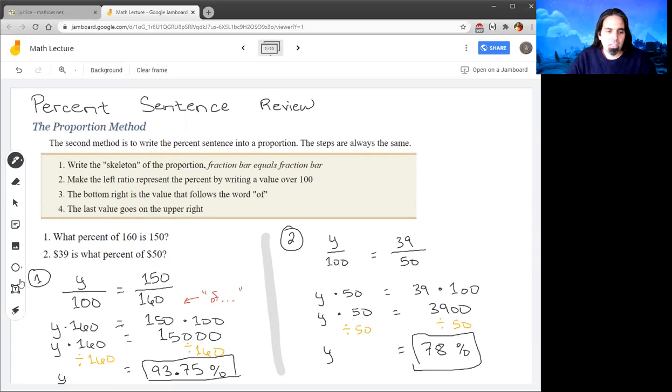In both of these examples, what we were missing was the percent, but that of course won't always be true. We could be missing this number or that number, depending on how things were phrased.